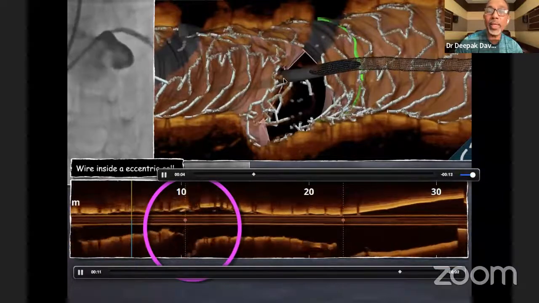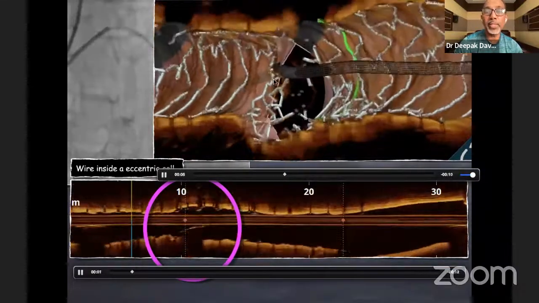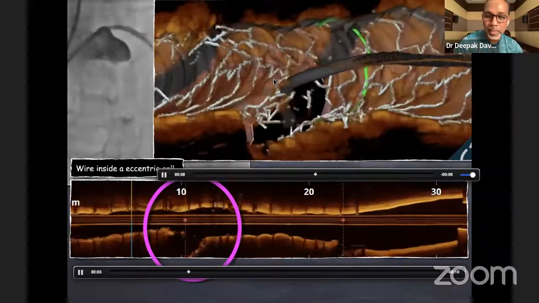And that was the reason why the balloons were not going into the side branch. So imaging made us much more wiser. At that point of time, we pulled out the balloon, pulled out the wire, and went through a distal cell. That is a fluoro save. You could see that we took out the balloon, took out the wire from the side branch.